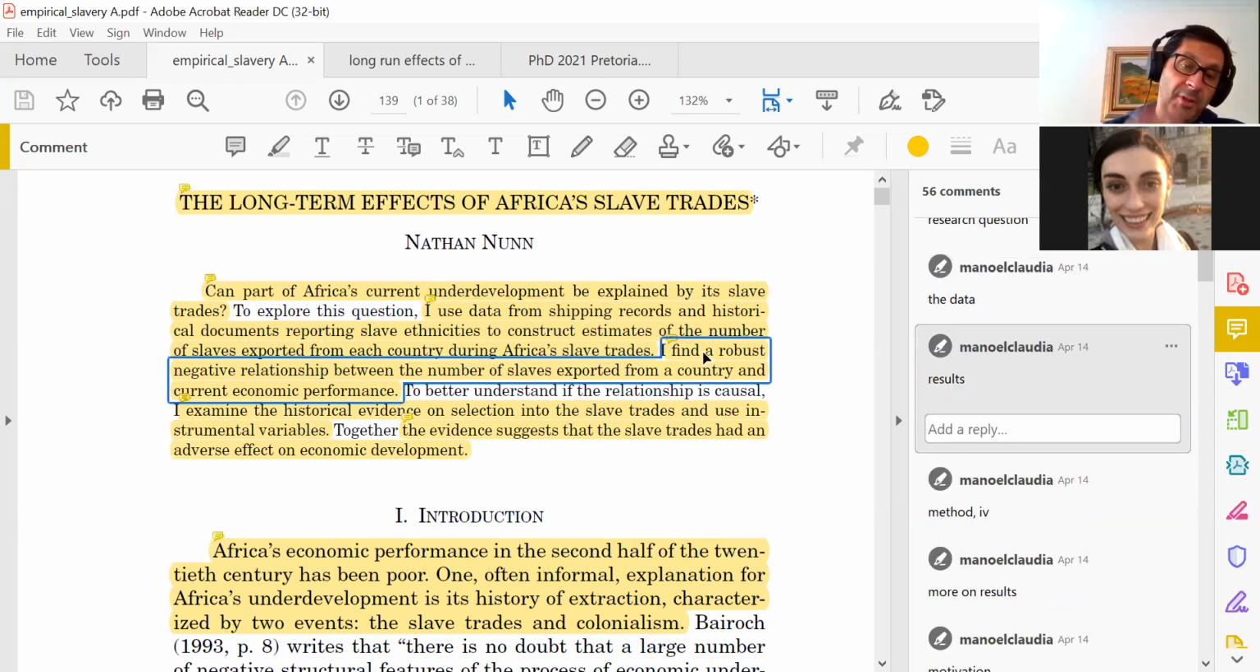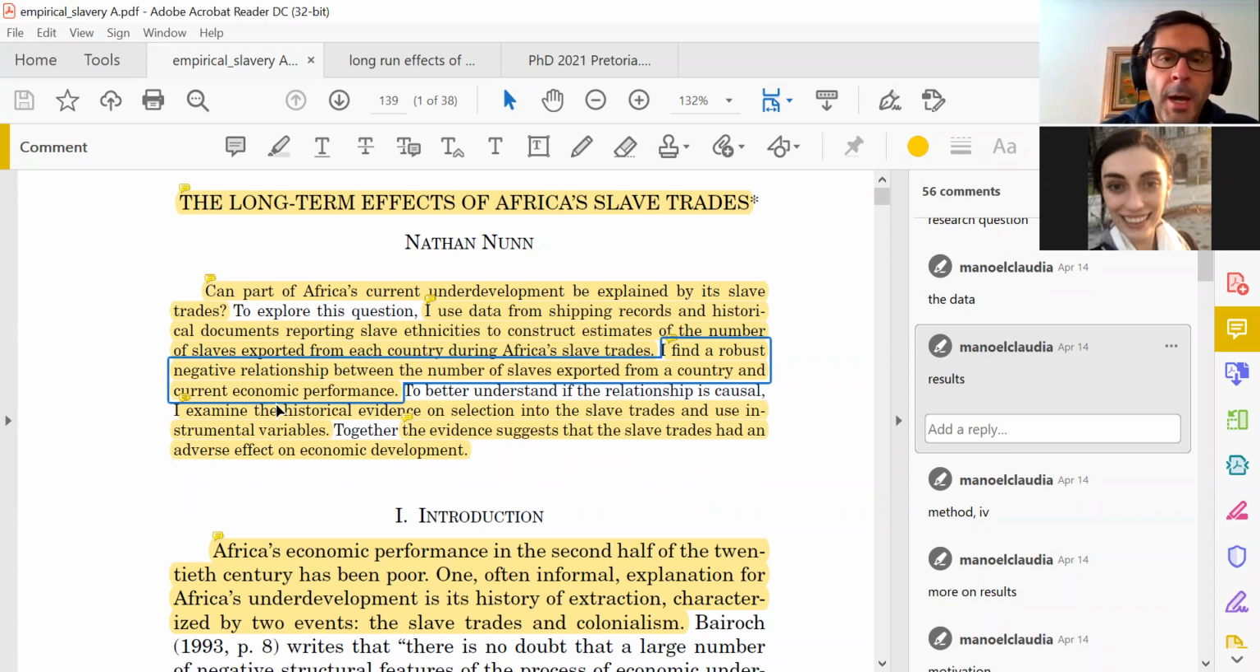What does he find? So essentially, folks, as I said, there are three things in an abstract, right? What is it that this person is doing? So the research question, and then information about the data, it is already there. And now the findings, the results. And he finds a robust negative relationship between the number of slaves exported from a country. So now he's not talking about ethnicities anymore. He's talking about the number of slaves exported from a country, because he can match the ethnicity of a slave to a particular country using the modern boundaries of Africa.